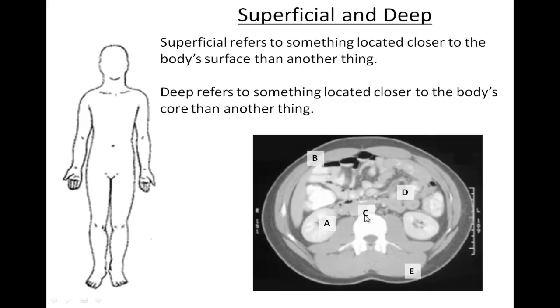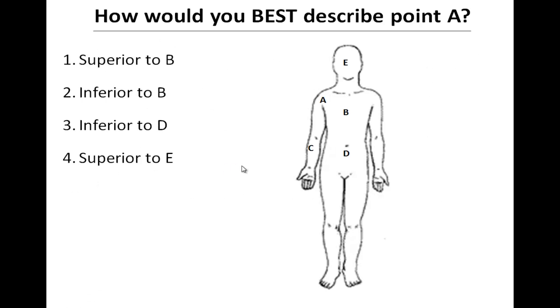I think everybody probably gets the idea at this point, so let's do a quick little quiz to verify that you got the idea. How would you best describe point A? Located right here. Take 10 seconds. Alright, if you said choice 1, you are correct. A is superior to B, because B is closer to the toes, hence inferior to A.